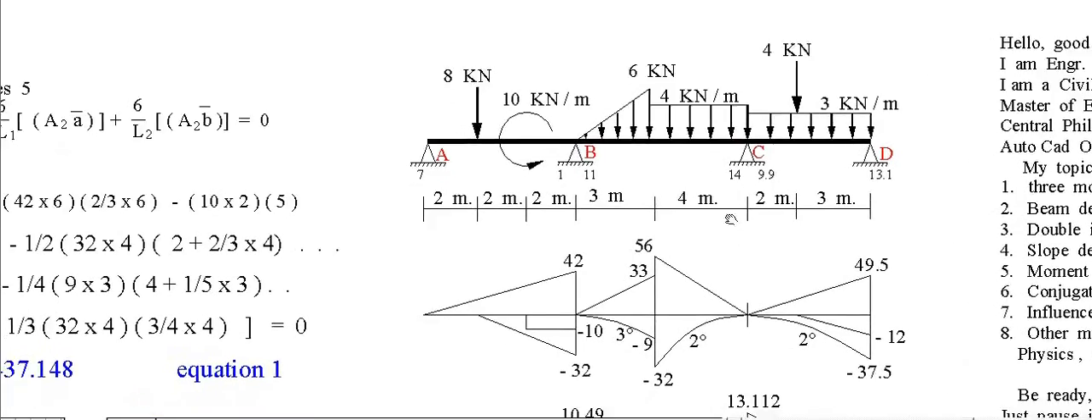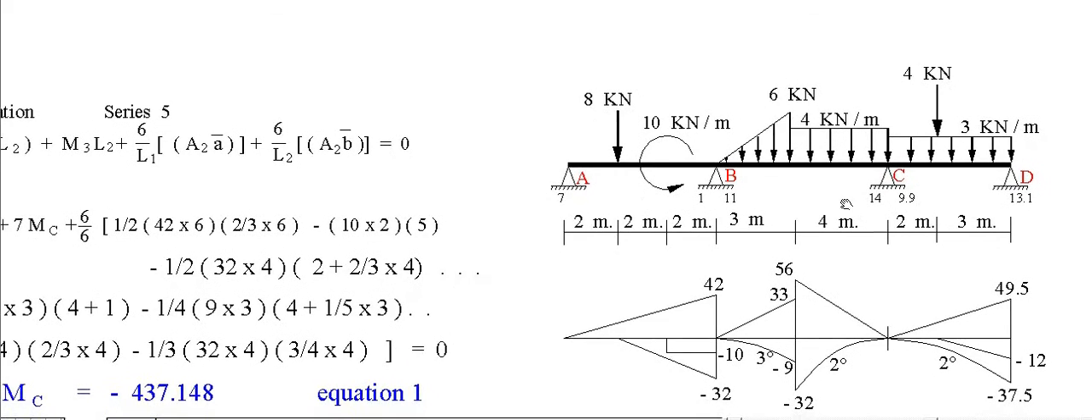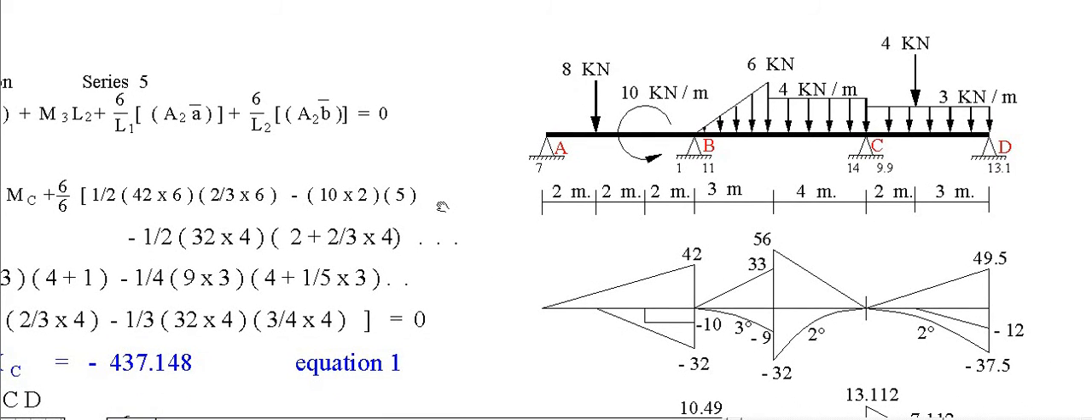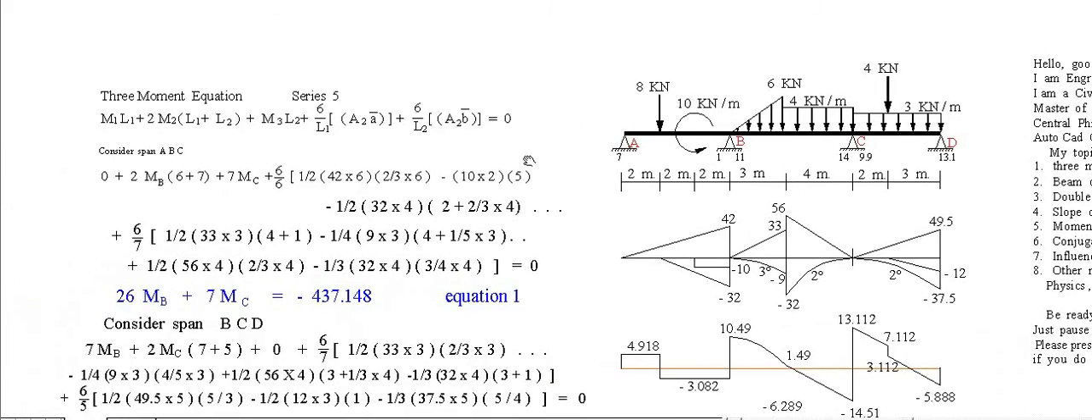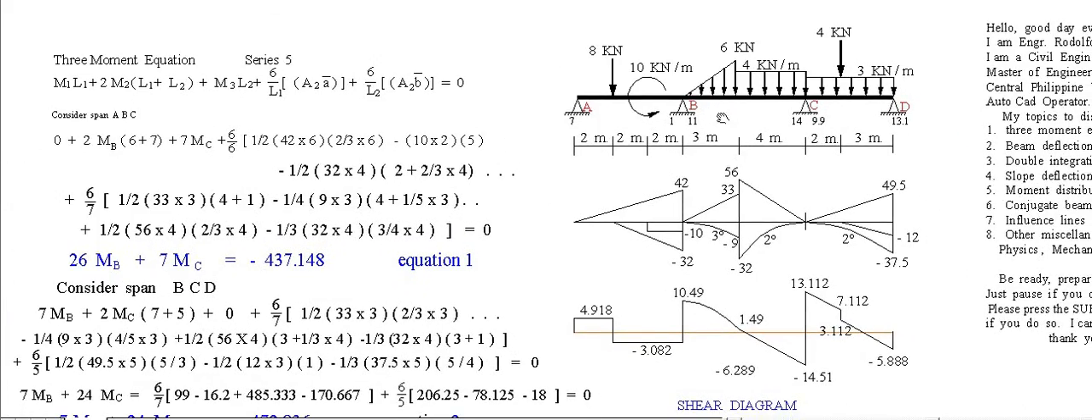We have this fifth series of session, given the 3-span beam. We have the basic equation for the 3-moment equation, this one. Now this uses 2 spans at a time. You consider 2 spans at a time.